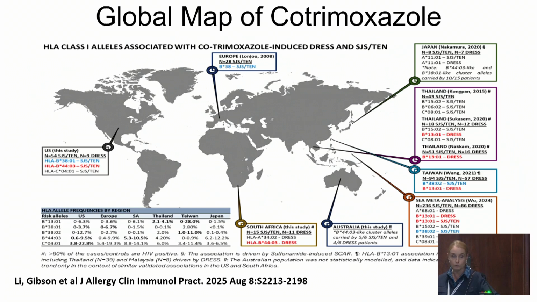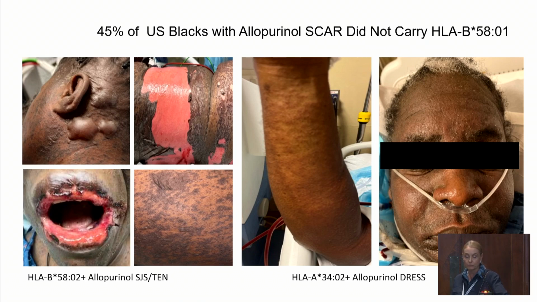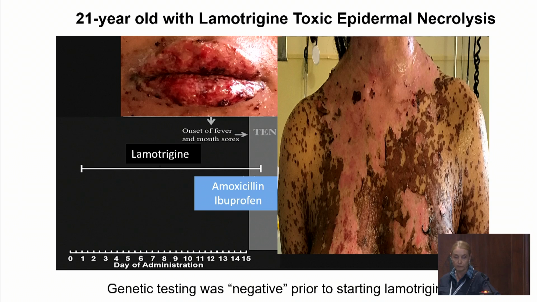And this is just a global map of cotrimoxazole based on that story. We've also found that B5801, which is the prevalent allele found in Southeast Asia that explains allopurinol SCAR, a high proportion of our populations did not have this. In fact, it was quite striking that 45% of US blacks did not carry B5801, but they carried an HLA-A allele associated with both allopurinol DRESS and SJS-TEN, and this work's coming out next week.